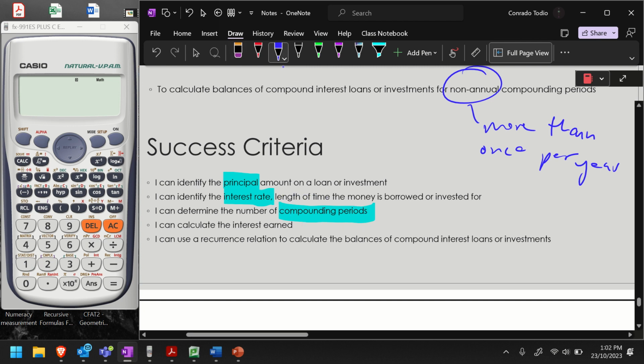And you know what interest is? It's extra money that you're going to be earning, but you need to calculate how much interest someone earns, and then use recurrence relations, which is something we've already learned about. So all those things we're going to cover. The new thing is pretty much just this: compound periods.